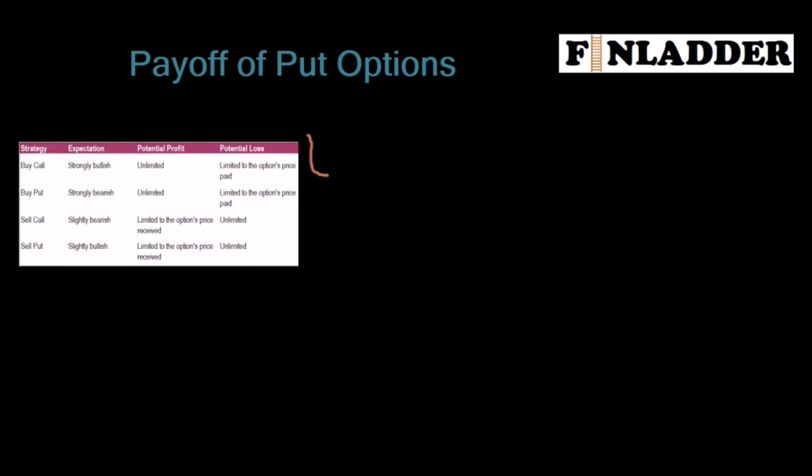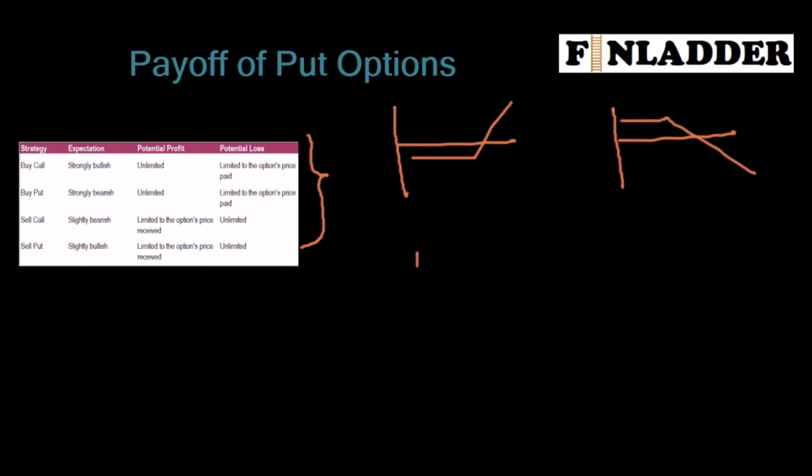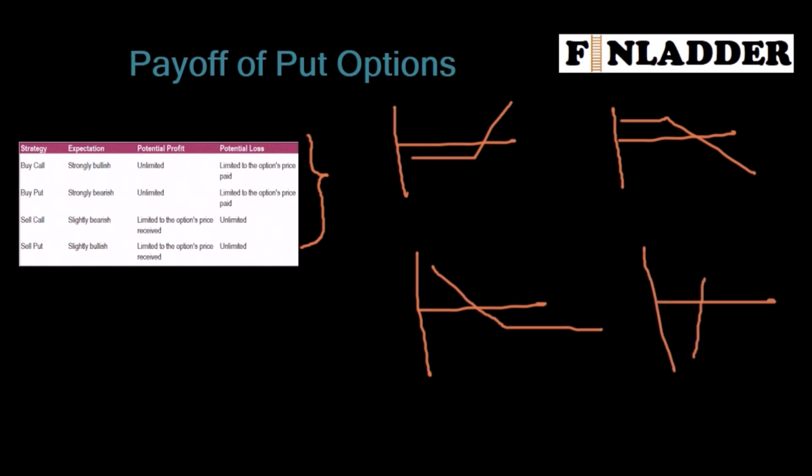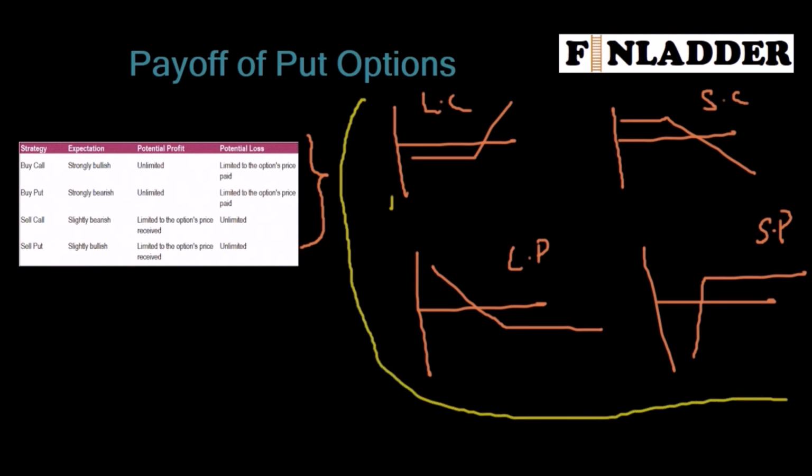Now if we see all the things that we can do with an option, let's draw a quick graph of all the options. So in a long call, this was our graph. In short call, this was our graph. In a long put, this was our graph. In short put, this was our graph. So long call, short call, long put, short put. You'll have to remember all these 4 graphs. This is really important. These are the fundamentals of options, so you'll have to memorize all these graphs.